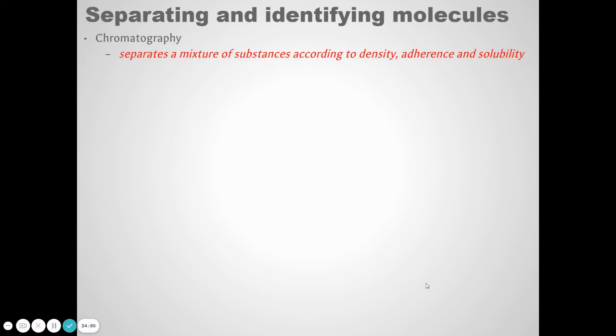Our last slide I want to talk about is now beyond microscopes. But sometimes in science, we want to take a mixture of different molecules and separate them so that we can maybe analyze them. There's a couple ways we do that, and we're going to do both of these things later on in the year. One way to separate a mixture of molecules is through a process called chromatography.